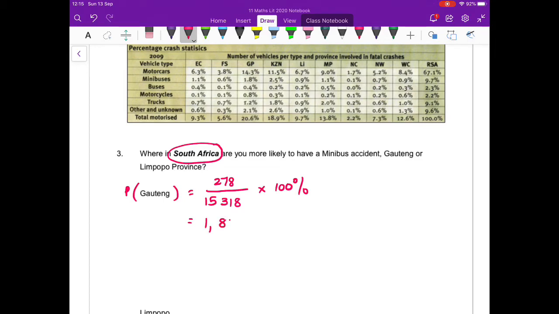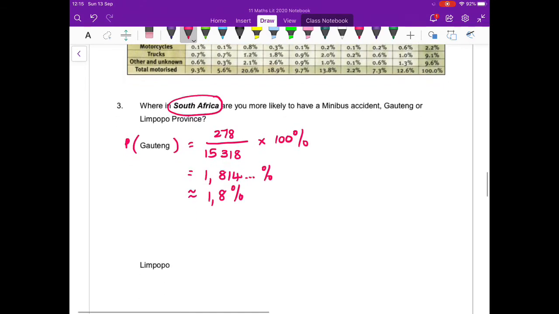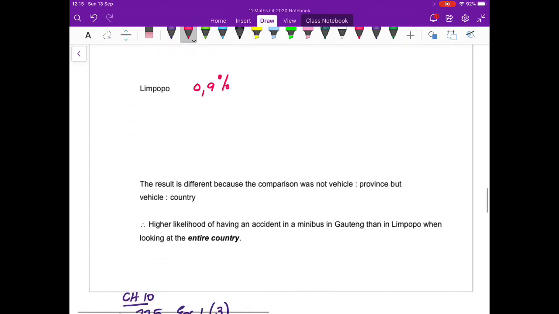1,814%, which rounds off to 1.8%, which is seen over here. If we did the same for Limpopo, you would have calculated a 0.9%. So Limpopo was 0.9%. Now, this shows us a completely different picture.